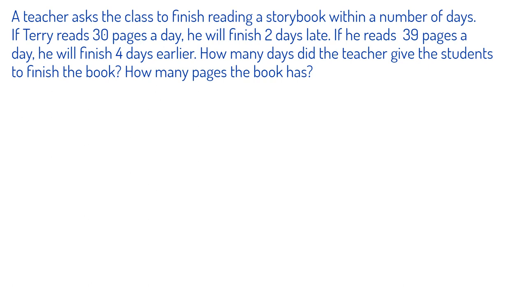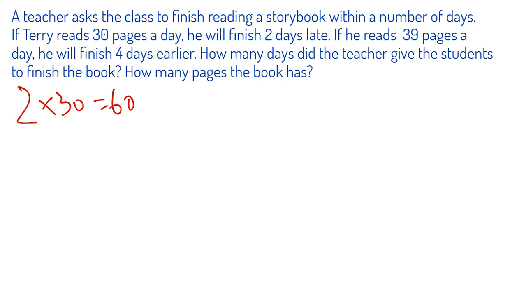Now, I shall go on to the explanation. So let's find out the shortage first. It said that he will finish 2 days late in this first situation, and if he reads 30 pages a day, 2 days means 60 pages. So there's a shortage of 60 pages. 2 times 30 equals 60.